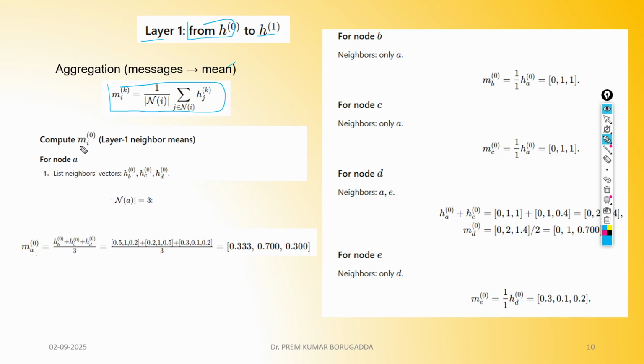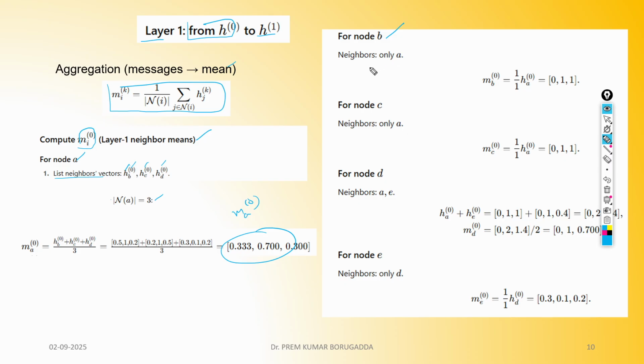So we are computing the mi of j. Mi of j means, for layer 1, the neighbor mean. So for node A, what is the list of neighbor vectors? HB, HC, HD, so totally 3 nodes. So MA of 0 means HB of 0 plus HC of 0 plus HD of 0, divided by 3. This is the MA of 0.